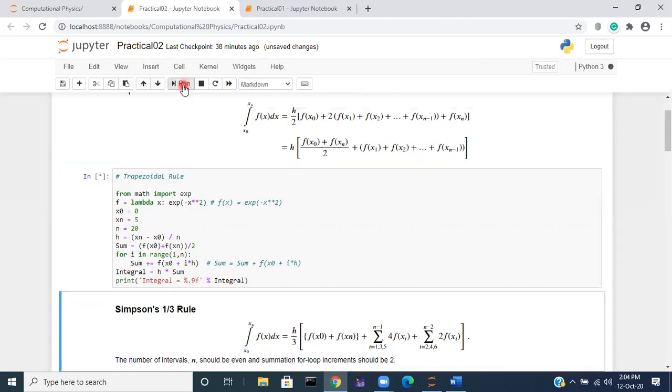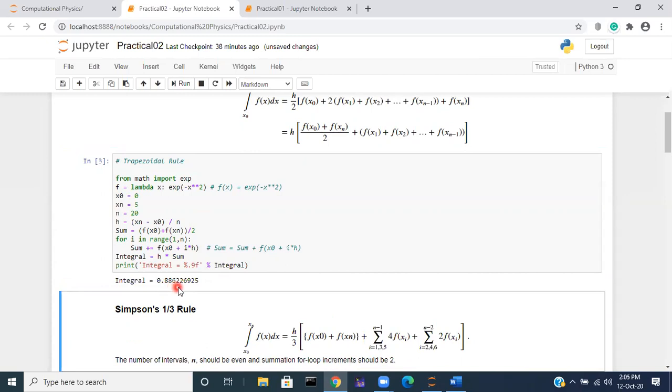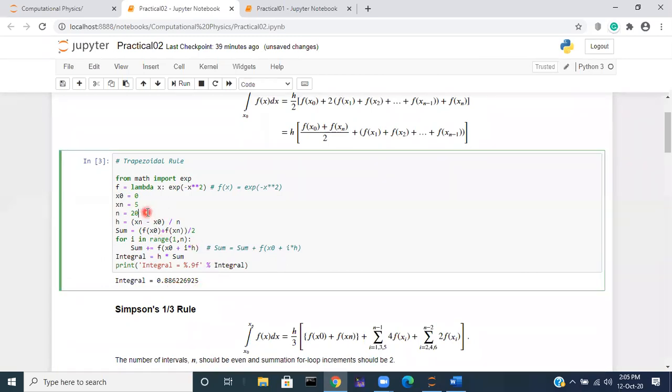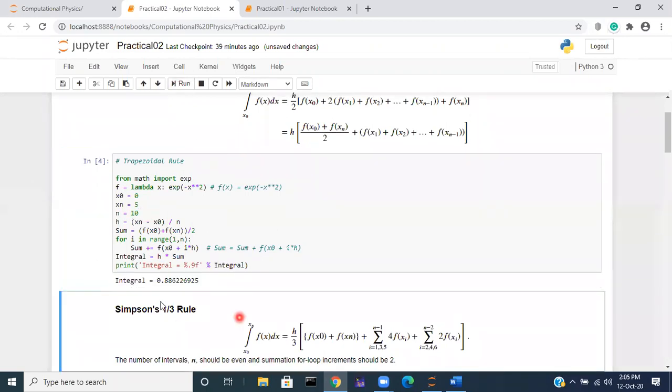Let me run it again. 0.886226925. For 10 equal intervals, I write n equal to 10, and let me run this again. 0.886226925.